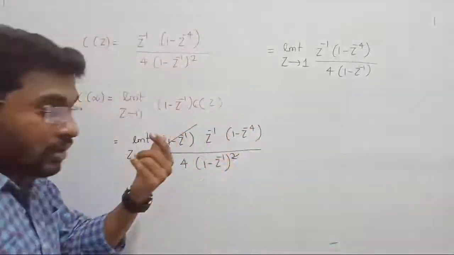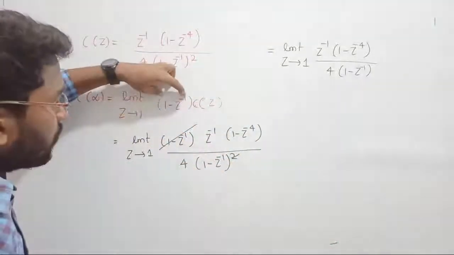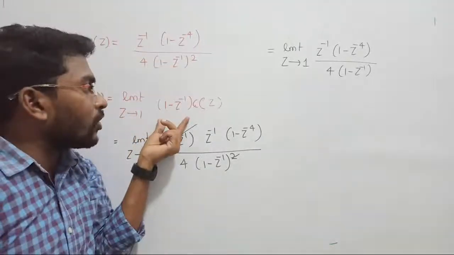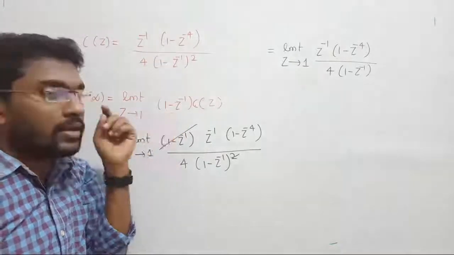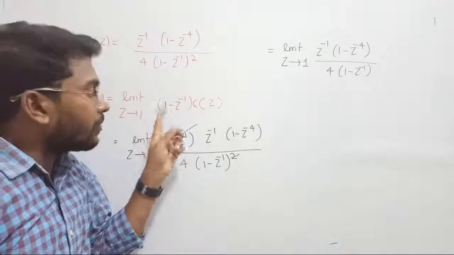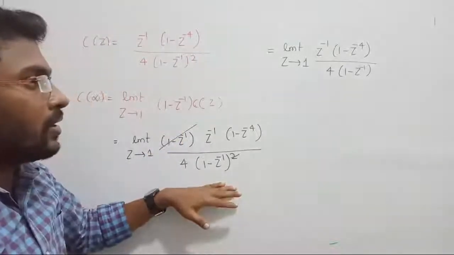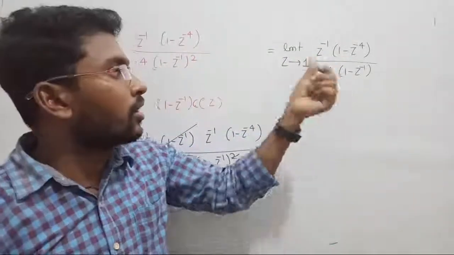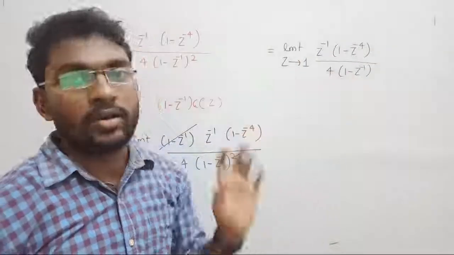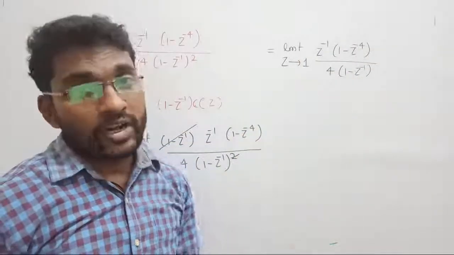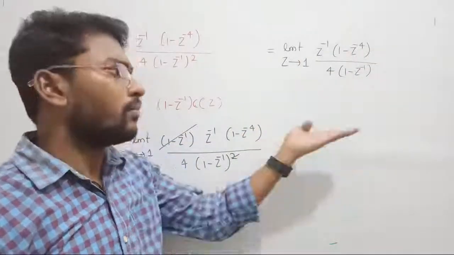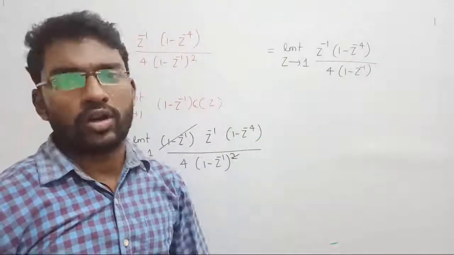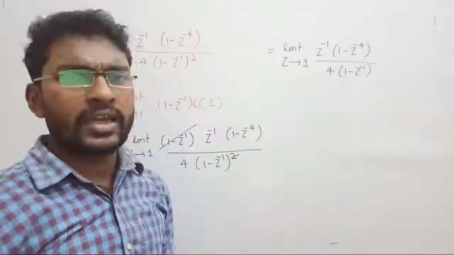Always, when we apply the final value theorem, we are considering a coefficient called 1 minus z power minus 1. So if a similar term has come in the denominator, then the questions will definitely have been given such that it gets cancelled by some term in the numerator. If it is not cancelled, then your value approaches infinity. But you have to check carefully.